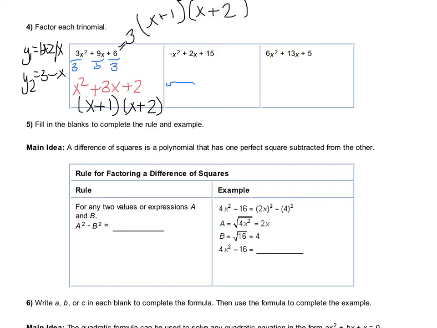For the second one, the first thing I'm noticing is that the first term is negative. I don't like that, so it told us to factor out a negative. What that really means is to divide everything by -1.